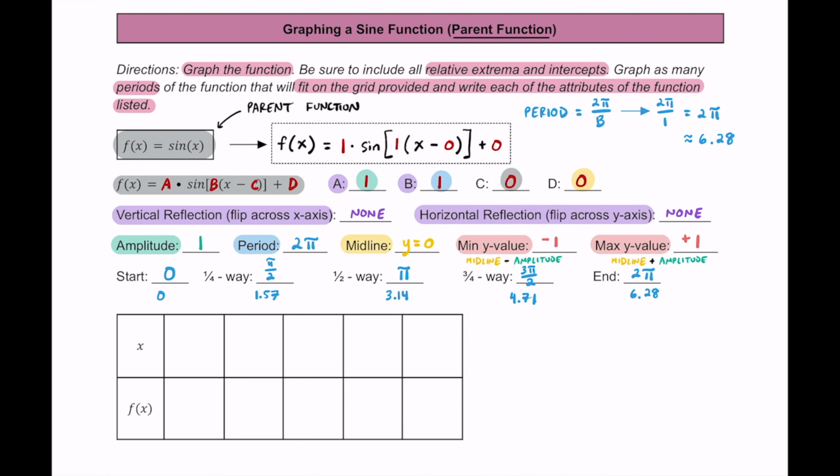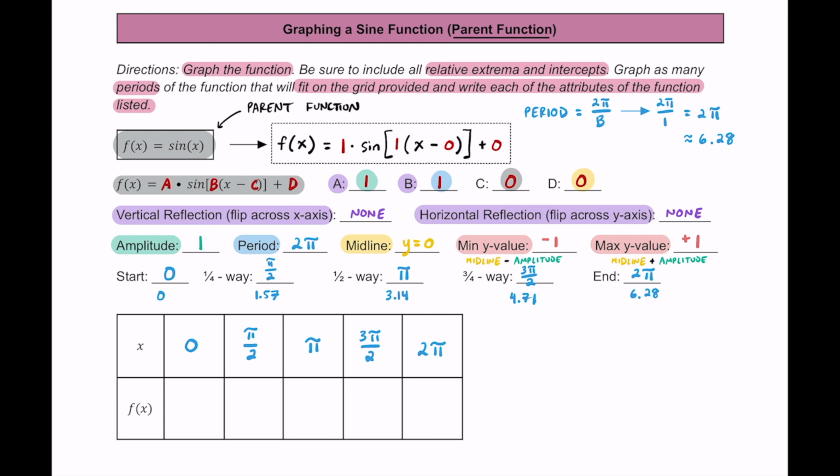Now we have a general idea of the path this function is going to take. It's going to go through these 5 points, and these are all x values. So we can go ahead and fill in a table here. This would be 0. This would be pi over 2, or 90 degrees. This would be pi, or 180 degrees. This would be 3 pi over 2, or 270 degrees. And this would be 2 pi, which is 360 degrees, which is 1 full cycle for this sine function.